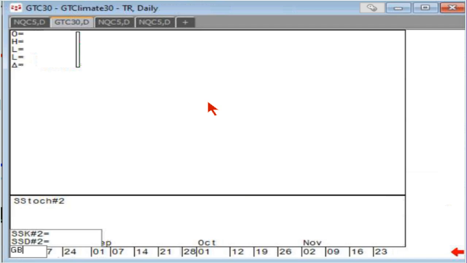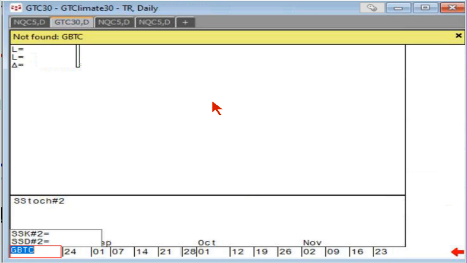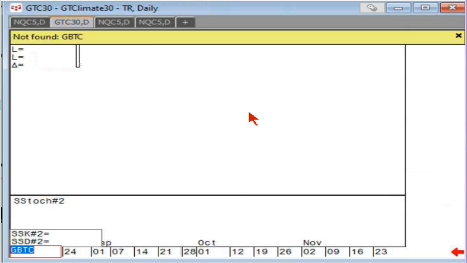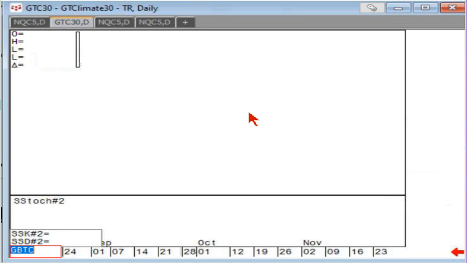Whoops. BBEC. Oops. That one's not coming up for some reason. GBTC. No, that one's not coming up. Oh, yeah, that one doesn't come up on this system.